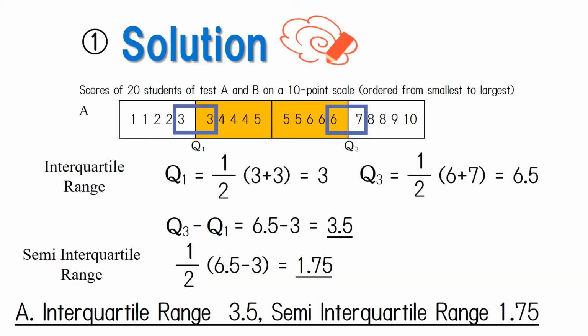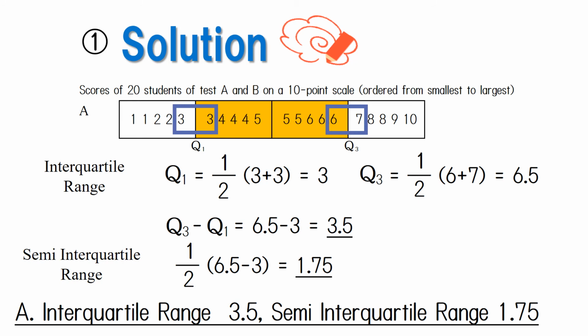Find the interquartile range and semi-interquartile range for test A. First, find the interquartile range. Q1 equals 1/2 times (3 plus 3), which equals 3. Q3 equals 1/2 times (6 plus 7), which equals 6.5. Therefore, the interquartile range is 6.5 minus 3, which equals 3.5.